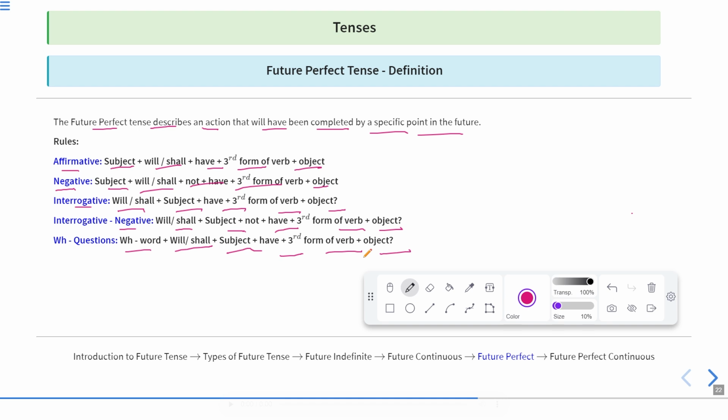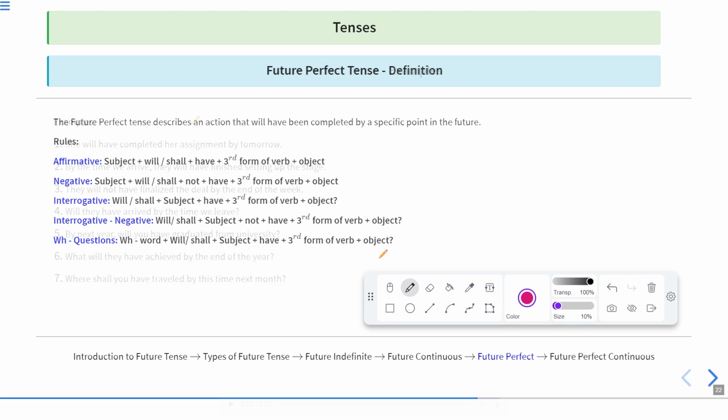Now, because this is future tense, we necessarily need modals, that is will and shall, and will and shall are always followed by the first form of the verb. That is why we'll use have and not has. Okay, so these are the rules of future perfect tense.